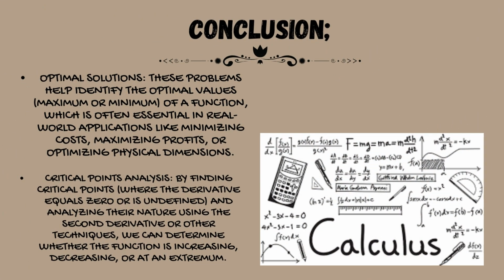The conclusion that we get from maximum and minimum problems is, first, optimal solutions. These problems help identify the optimal values, maximum or minimum, of a function, which is often essential in real-world applications like minimizing cost, maximizing profits, or optimizing physical dimensions. Second, critical points analysis. By finding critical points where the derivative equals 0 or is undefined, and analyzing their nature using the second derivative or other techniques, we can determine whether the function is increasing, decreasing, or at an extremum.